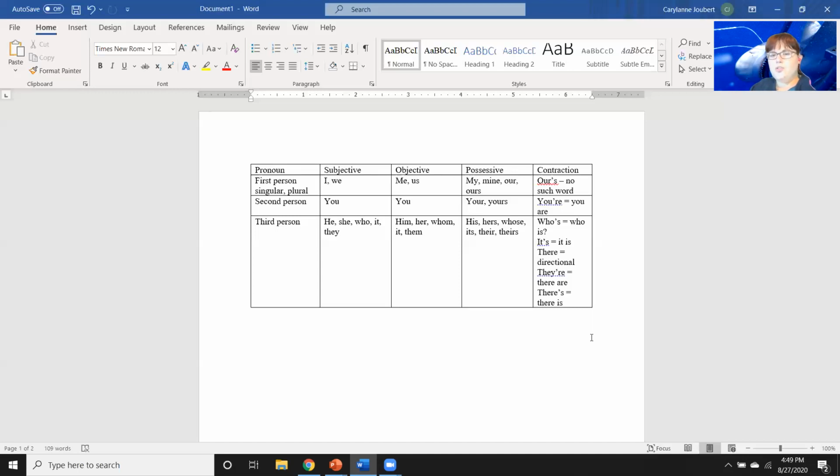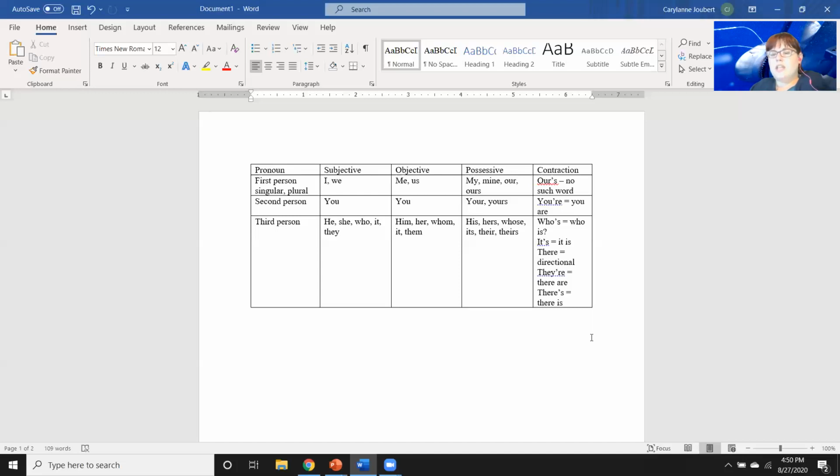His, hers, whose, its, their, and theirs. So who's, with an apostrophe S, is short for who is. It's, with an apostrophe S, is short for it is. There, T-H-E-R-E, is directional, saying over there, or there are many books in this place. They're, with the apostrophe, is short for they are. And there's, T-H-E-R-E apostrophe S, is short for there is.